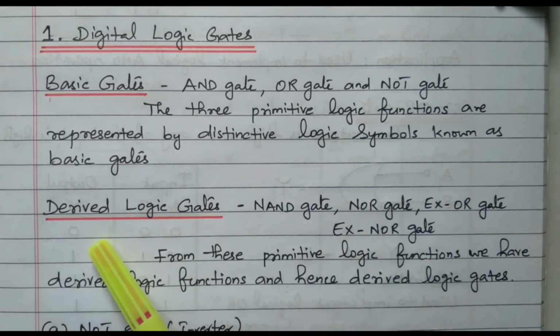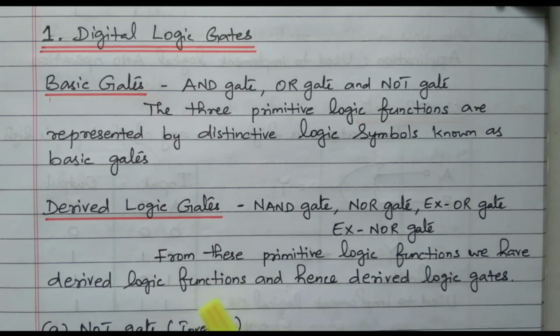And another type is the derived logic gates. NAND gate, NOR gate, XOR gate and XNOR gate come under derived logic gates. From this primitive logic function we have derived the logic function, so hence it is called derived logic gates, right? So in this video we will see the details about basic gates.